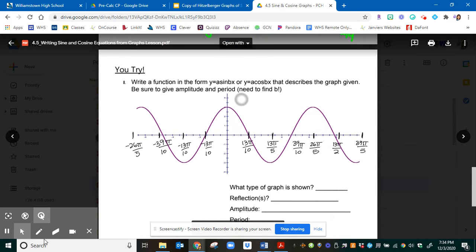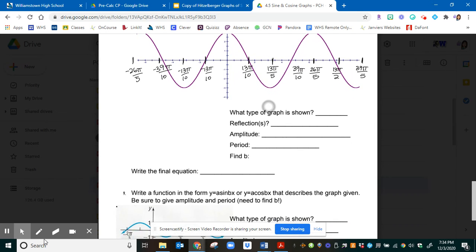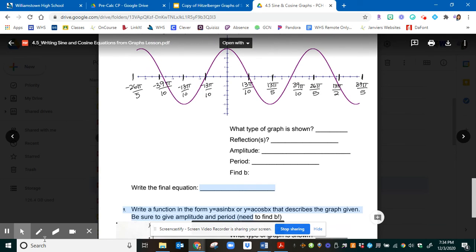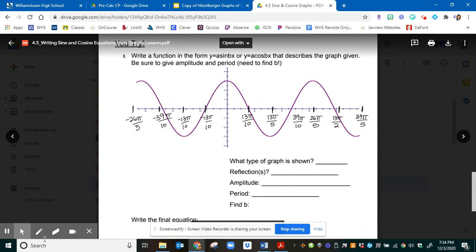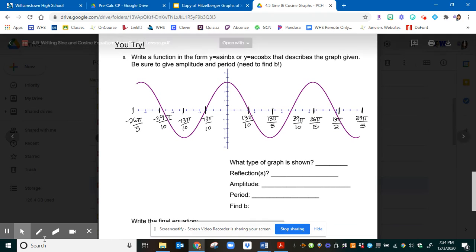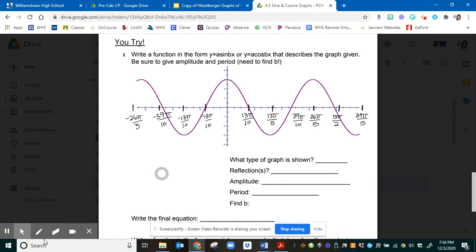Okay, so then you have 2 more you-try problems from Edpuzzle that I've also written into your notes here, so that way you have it on paper as well, but you're going to type these into Edpuzzle. So I'll give you a second to try these, and then I'll let you know what the answers are. Go ahead and try this one, and I'll let you know what the next one is.